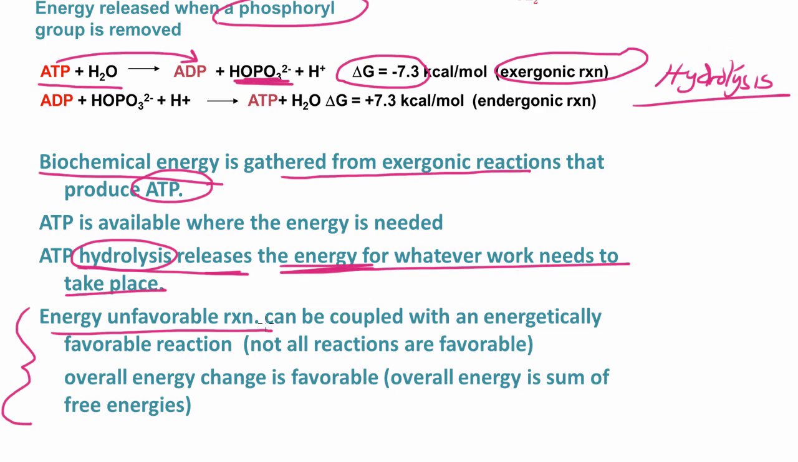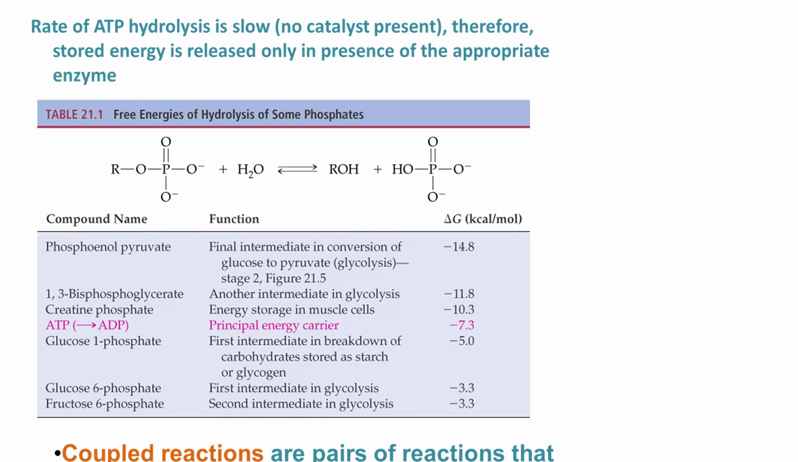An energetically unfavorable reaction can be coupled with an energetically favorable reaction. Remember, not all reactions are going to be favorable. Many are, but some aren't. But basically, when these reactions are coupled, we end up with an overall reaction that is favorable as far as the free energy change. As far as the rate of ATP hydrolysis, it is slow, since there's no catalyst present. Therefore, the stored energy is released only in the presence of the appropriate enzyme.